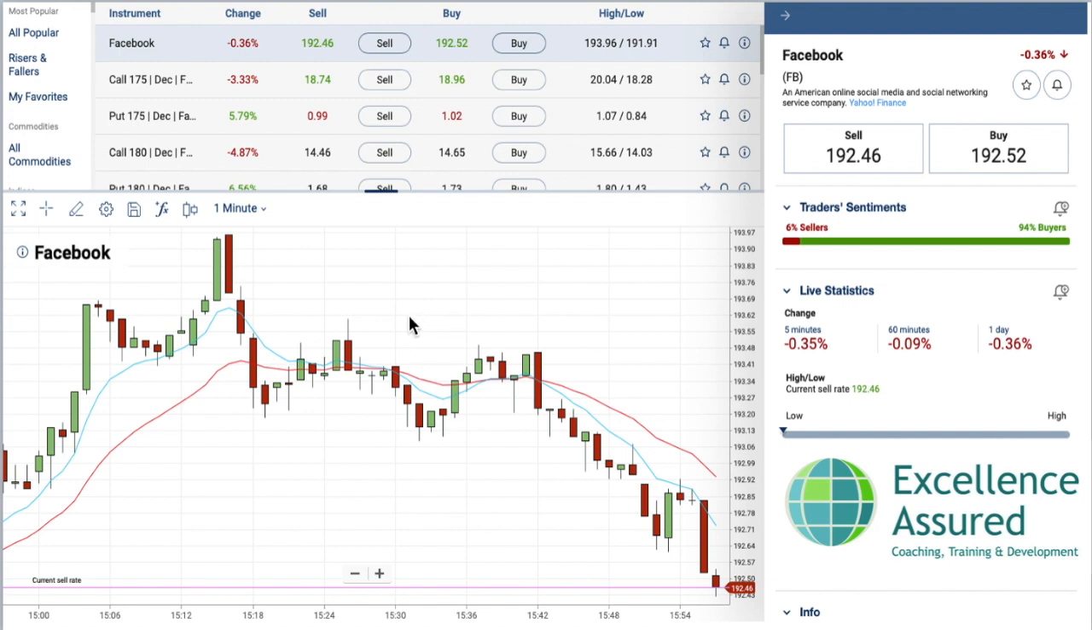So basically I wait for a pattern to emerge that I recognize, from what I understand about the way markets move and my interpretation of technical analysis. I'll wait for a pattern to emerge and then I'll pounce and take a trade, and I'll go long or I'll go short.